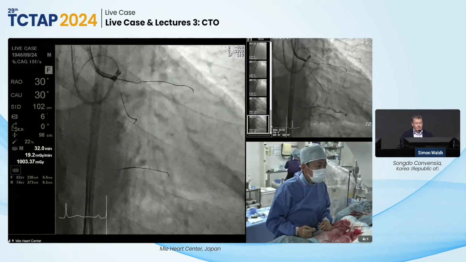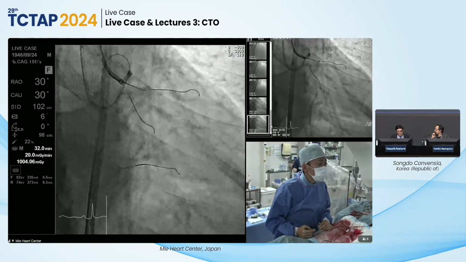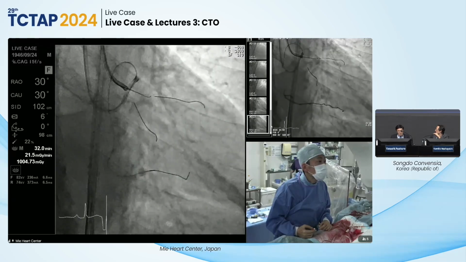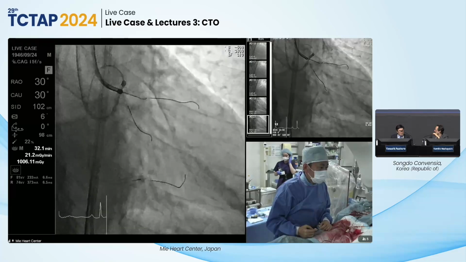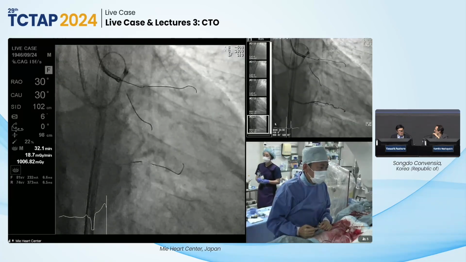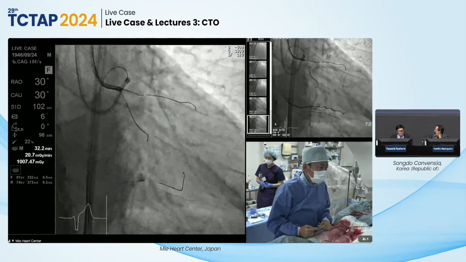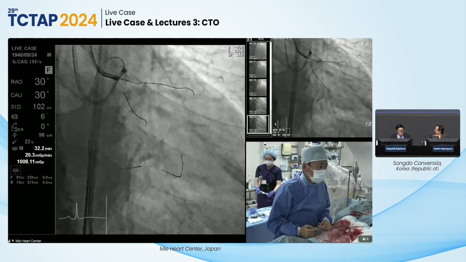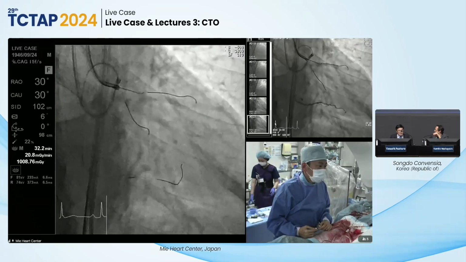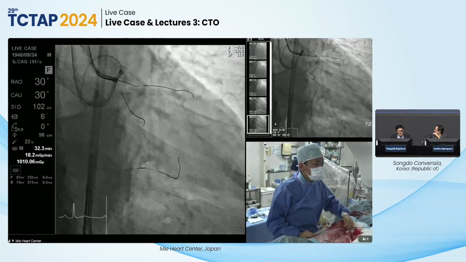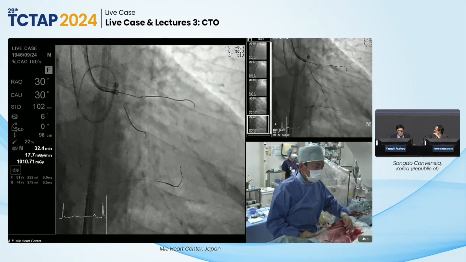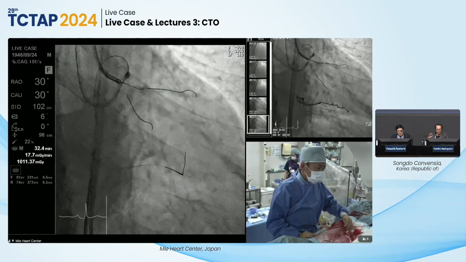So while he's wiring that, I want to ask you, Dr. Asakura, is almost everybody already loaded with aspirin and clopidogrel in your cath lab when you do CTO PCI, or when do you give the dual platelet therapy? Yes. Completely loaded, right? In all complex procedures or in all the PCIs? Yeah. All the PCIs.